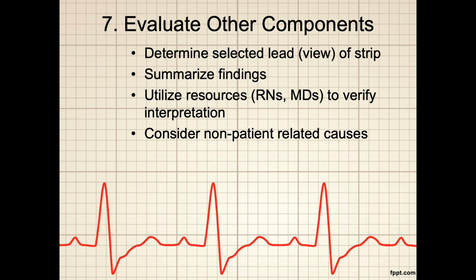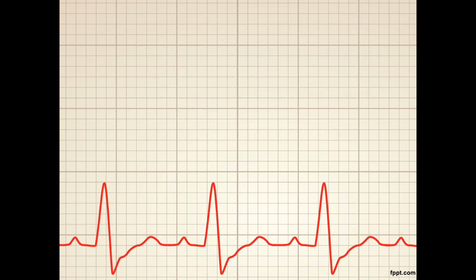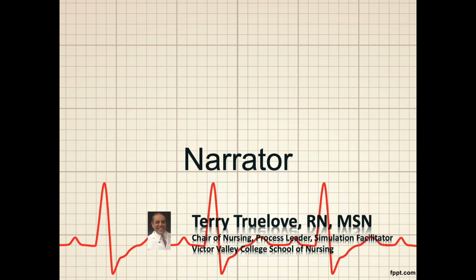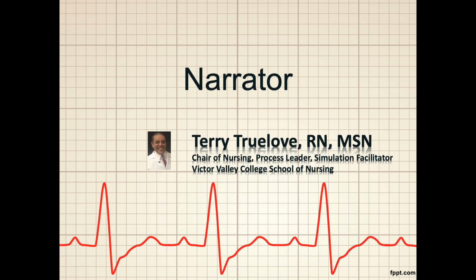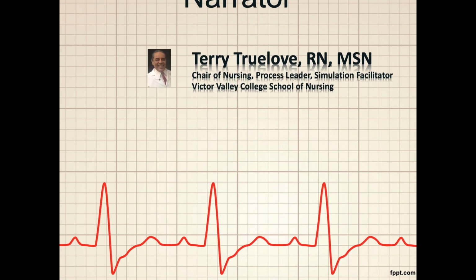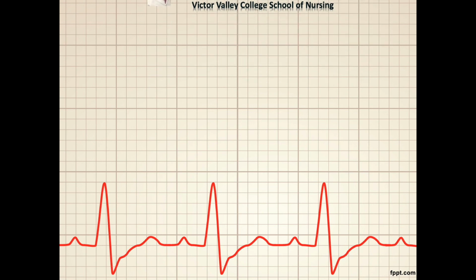That is the end of this episode. However, in upcoming episodes, we will start to look at sinus, junctional, and ventricular rhythms. That is, rhythms that originate from the AV node, the SA node, and the ventricles.